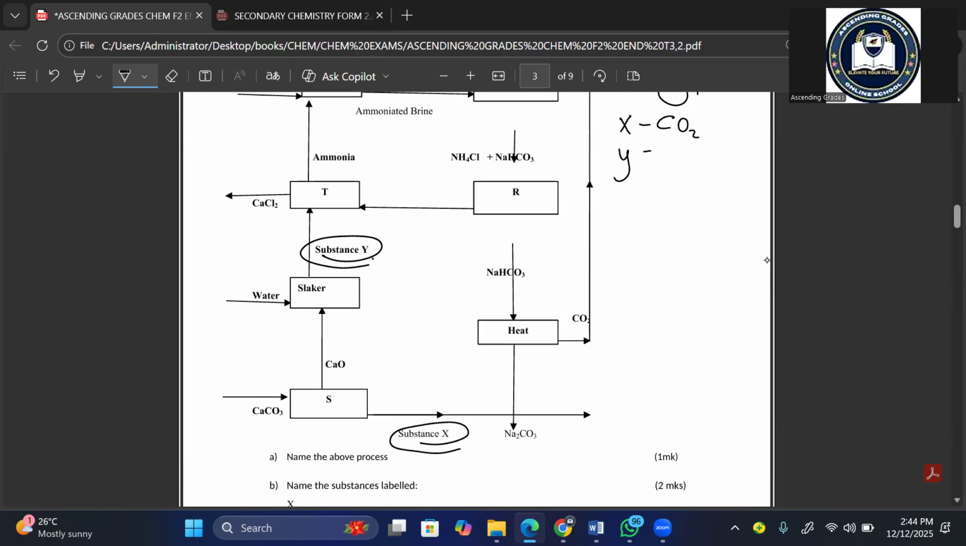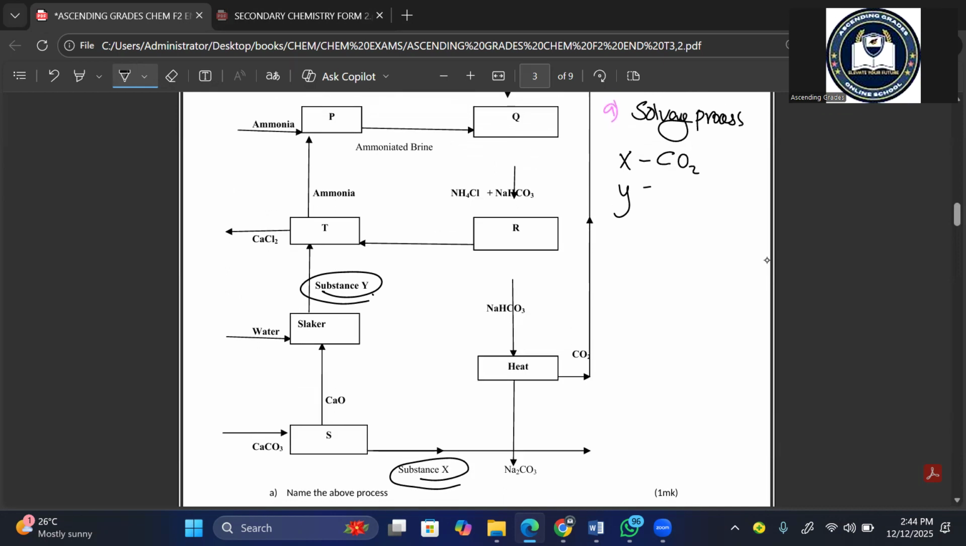So we have these parts where you're told just name. Do you think a person who will write CO2 like this will be awarded a mark? No, no, because you are told to name. So can I write and say X is carbon (IV) oxide. Then Y is calcium hydroxide.